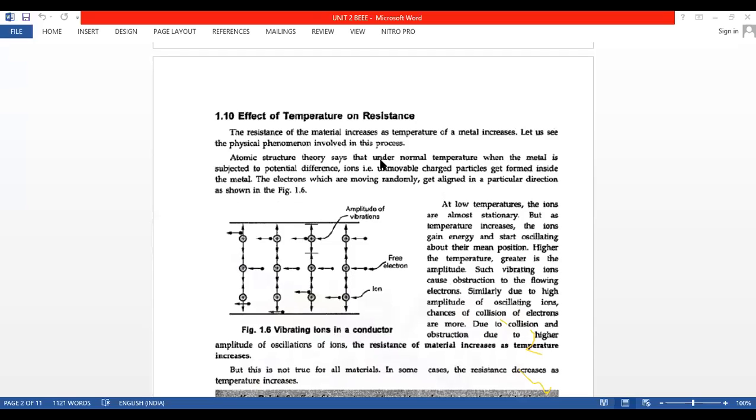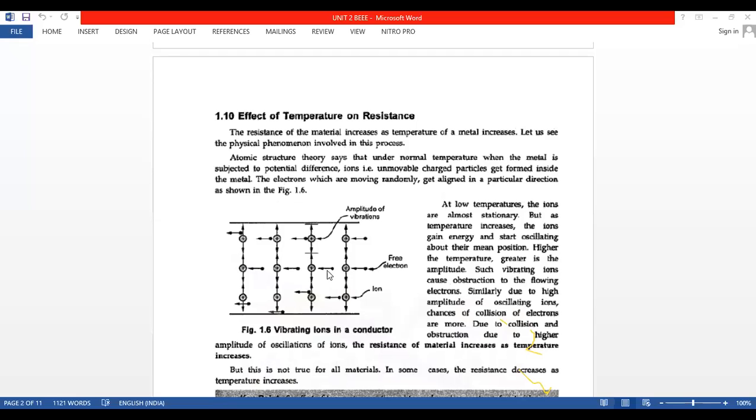Effect of temperature on resistance. The resistance of the conductor always increases with increase in temperature. Whenever temperature increases, resistance increases. What is the proof? Inside the conductor, we are having free electrons which are moving from one place to another place, and we are having the static electrons which are constant. When voltage is applied to this conductor and the voltage value is increased, the electrons which are moving will move at speed equal to speed of light.